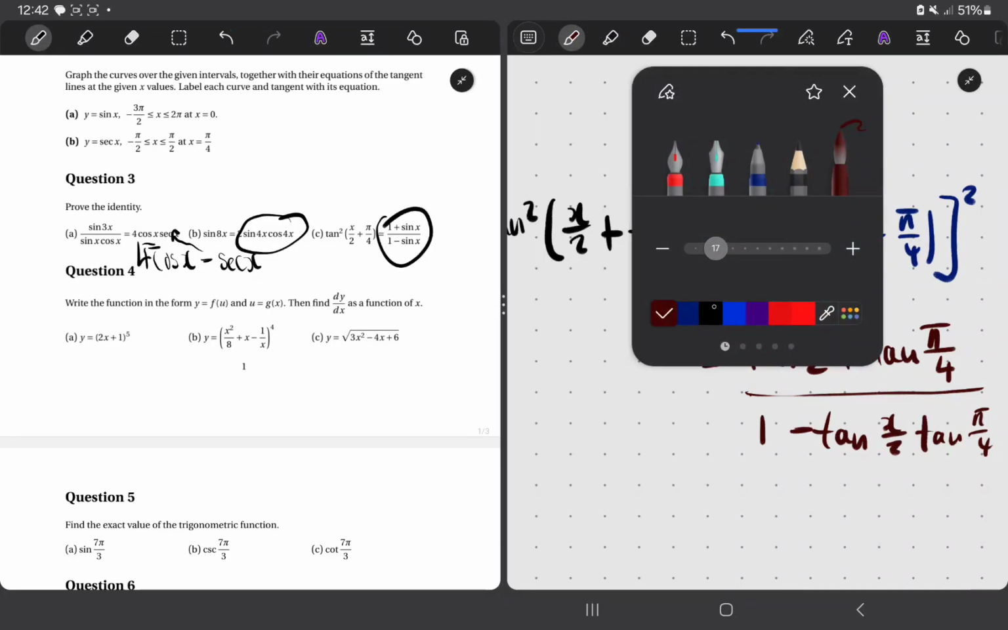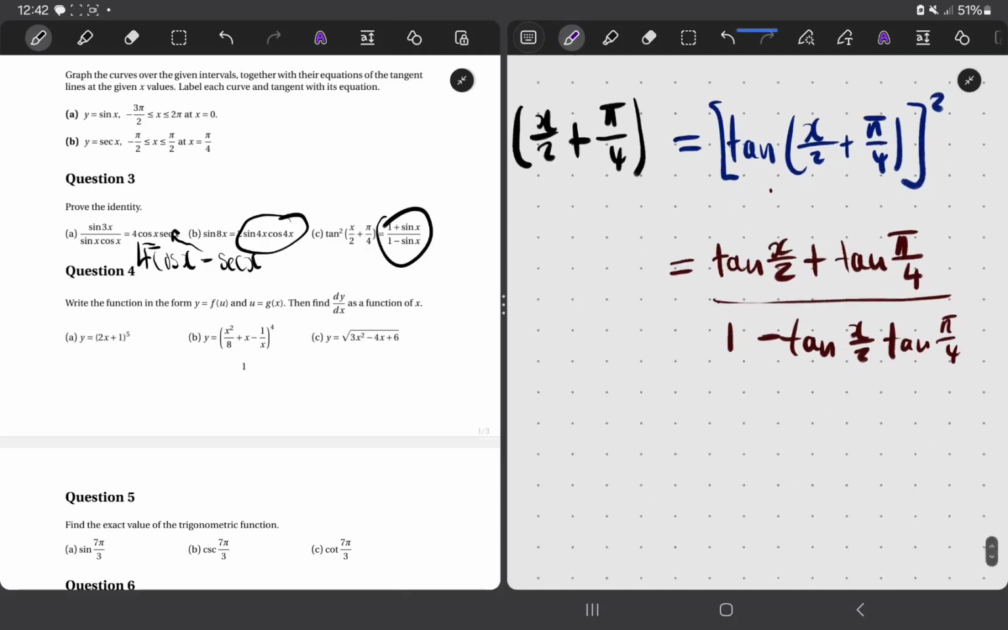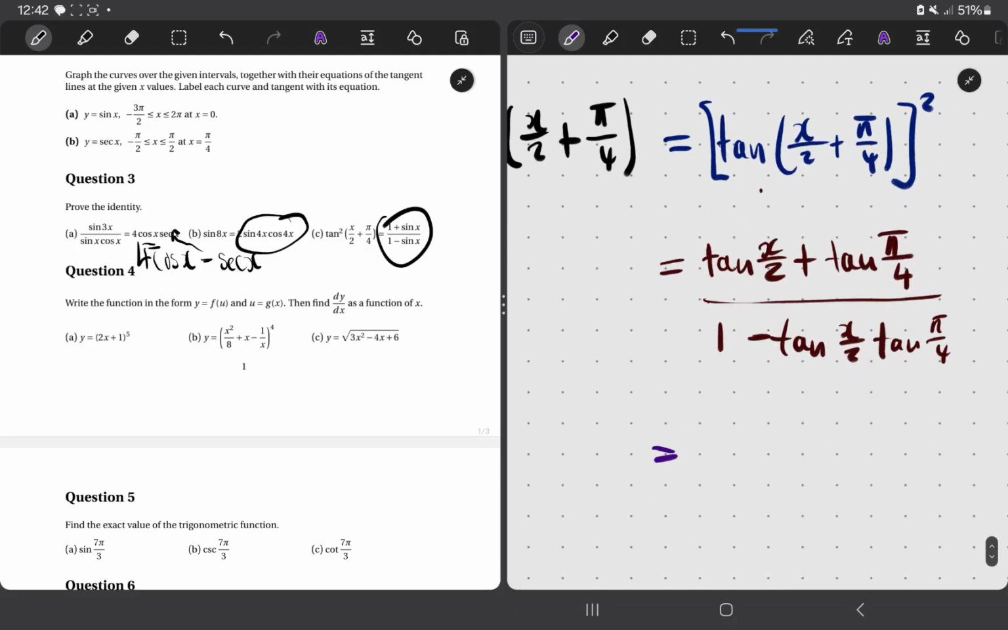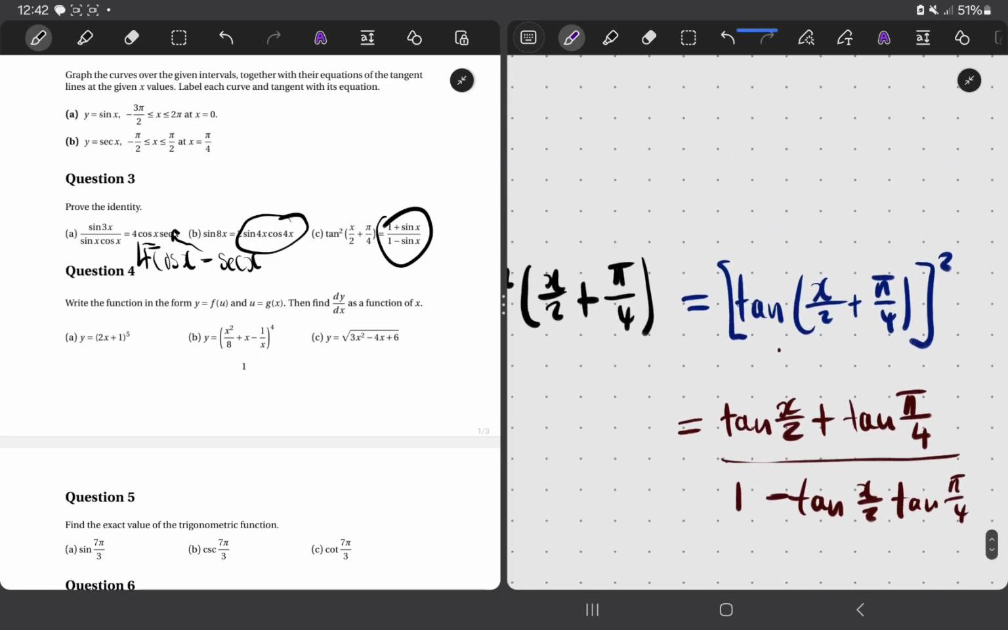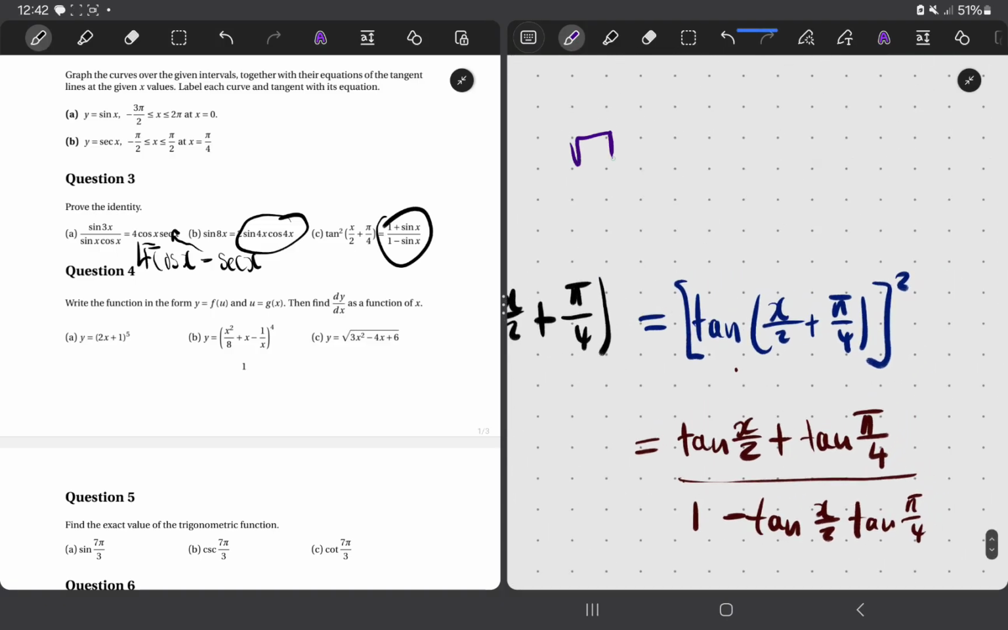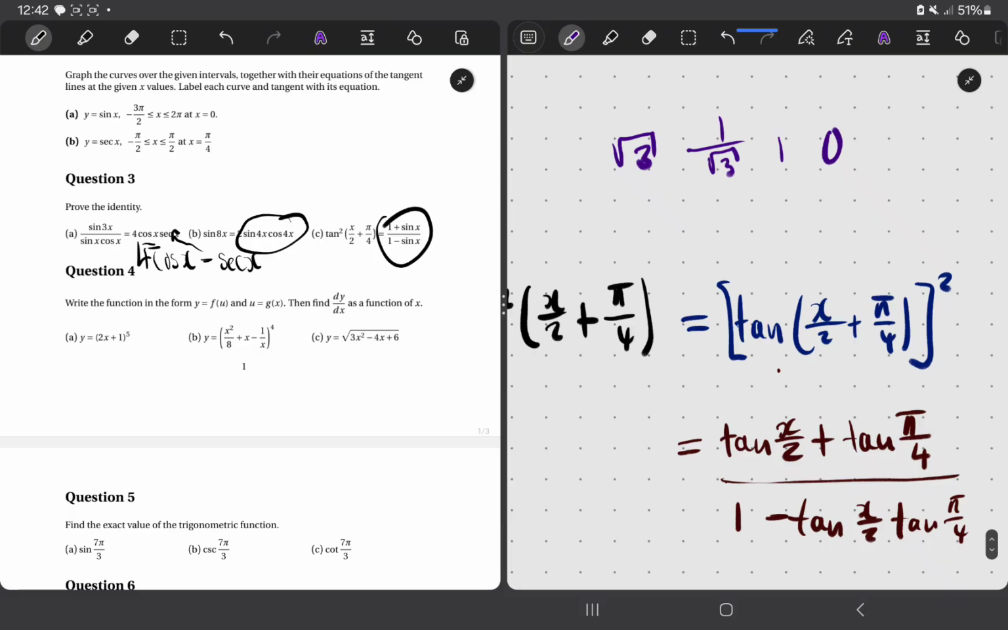No problem. I'm just going to be looking at what I have and seeing what I can change. I can still keep tan x over 2 as it is. But this tan pi over 4, what is it? I would need to be able to do those exact values. I know that tan can be root 3 or 1 over root 3, positive or negative, and we have 1 and 0, and an asymptote at infinity. So you should try tan pi over 4.